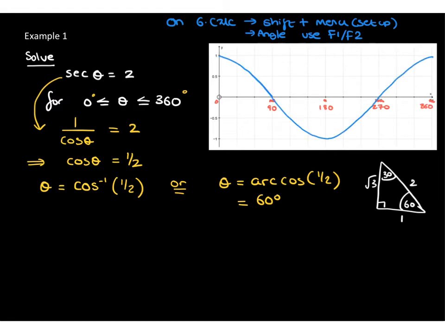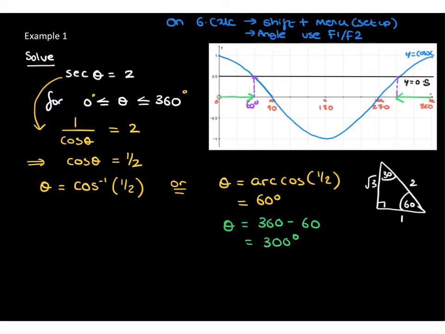So here's a sketch of y equals cos x, and I'm going to draw my horizontal line across for y equals 0.5, and then let's take a look at the 2 points of intersection carefully. Of course we know we've got one at 60 degrees, and here's the other point of intersection, and we're going to use the symmetry of the graph to find the other answer. So the second answer, theta equals 360 subtract 60, which is 300 degrees.